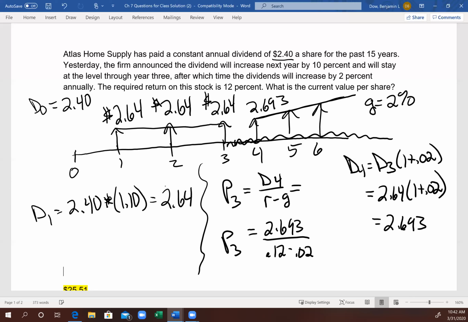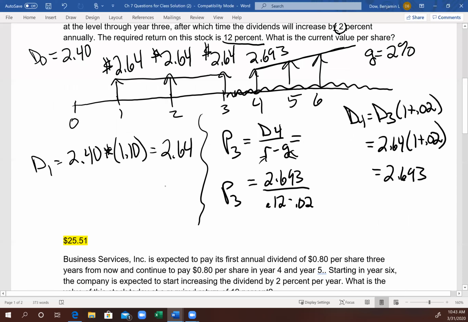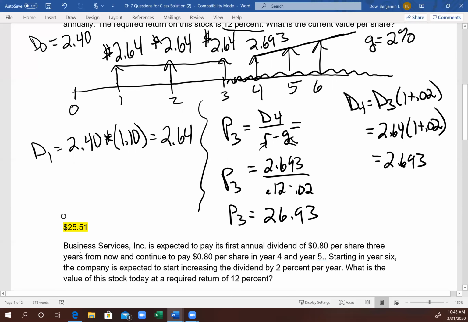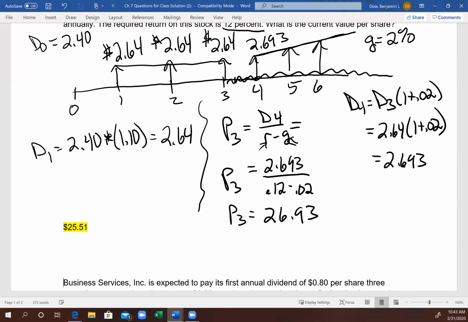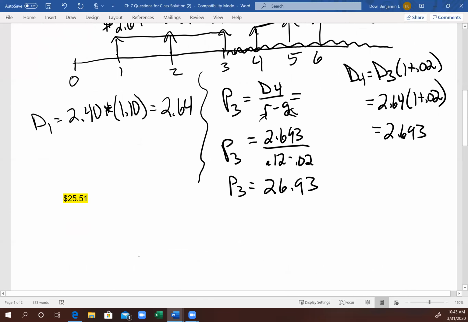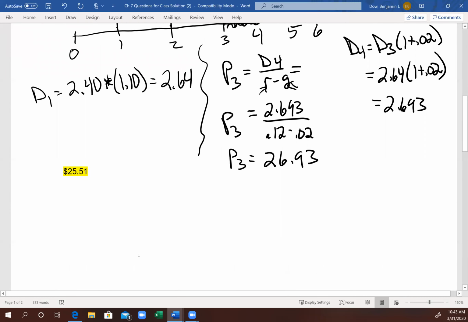If the required rate of return is 12%, that's our R. We know growth was 2%. So P3 is going to be equal to 26.93. Okay. Now don't get excited. That's not the end. Okay. You just found the horizon value.